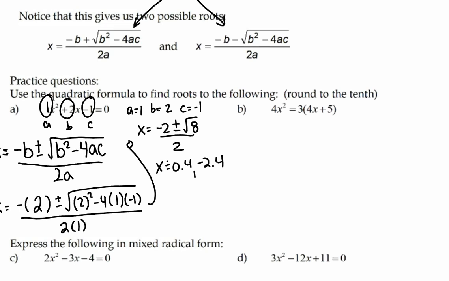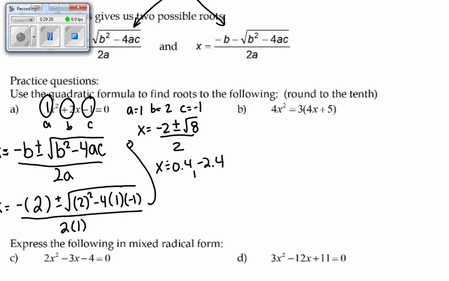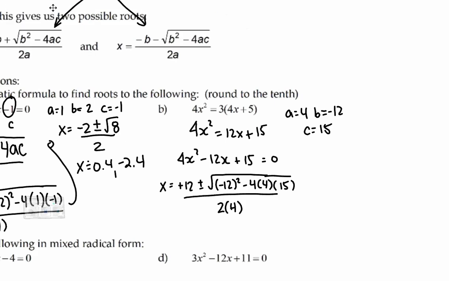Okay, try the last one. Make sure it's in the proper form, and then use the quadratic formula. Now you're welcome to type that all into your calculator at once, but you might want to just figure out what is negative 12 squared minus 4 times 15. Oh, minus 15.